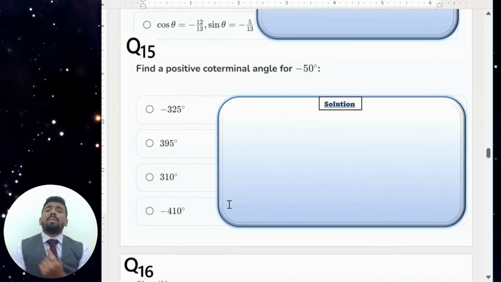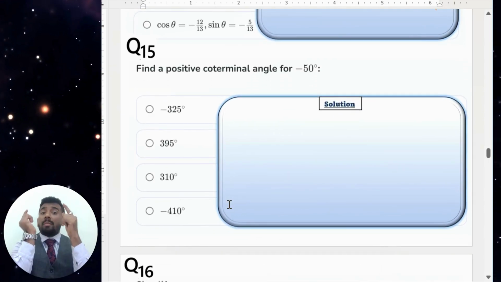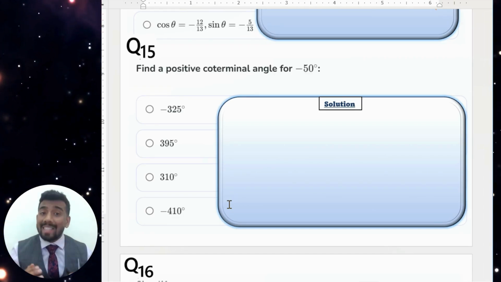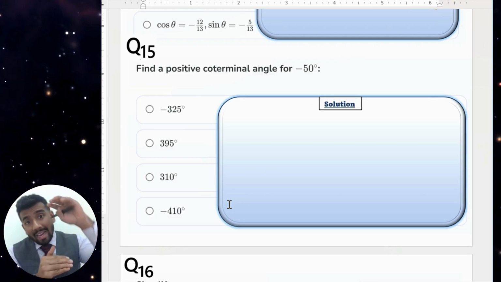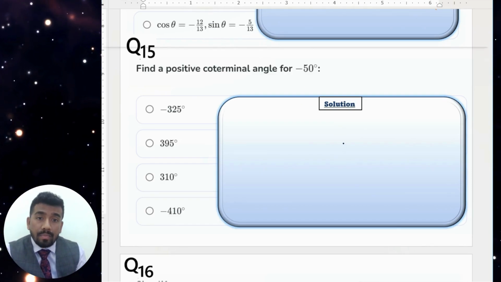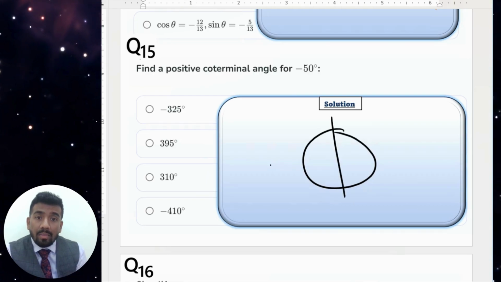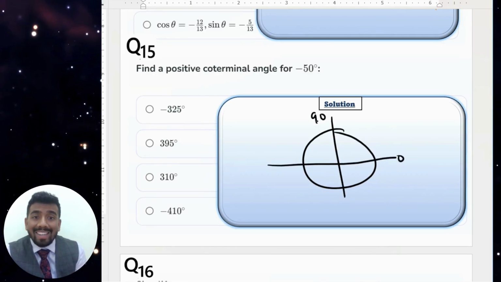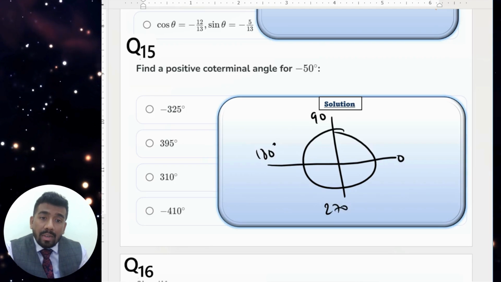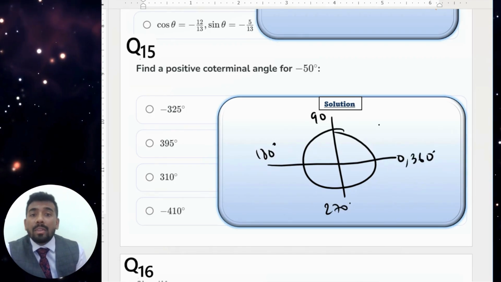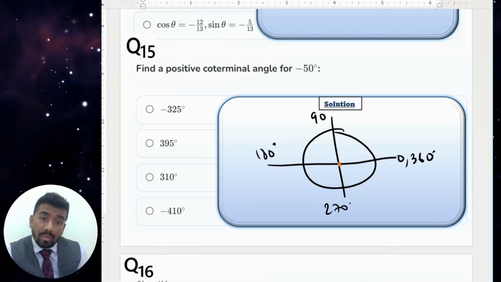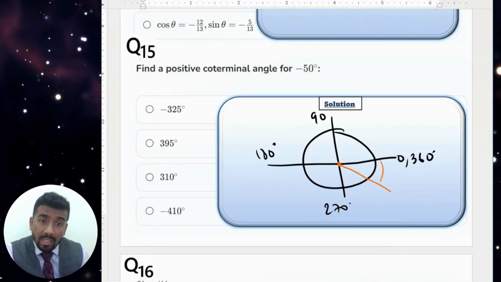Now, how do we find the coterminal of any angle? Remember we did it in part 1, we do it this way. If we go downwards, if we go clockwise, it's negative. But we need positive, so we'll go anti-clockwise. So you see, if we take a circle like this, you have 0, you have 90, and yes, we need 180, 270, and 360. Now let's take minus 50. As it's a minus, it will go down. So from 0, it will go here. So it will be minus 50.